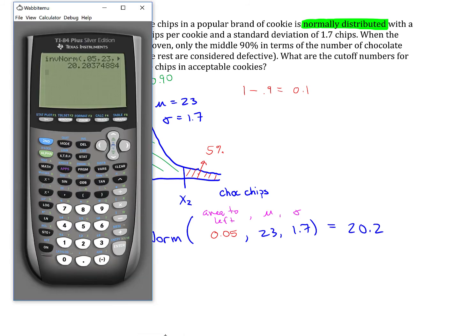It's possible that some of you received a menu at that point when you did the inverse norm. Some of the later model calculators do that, and this is what it looks like. It's just trying to help you remember what the inputs are to each function. The first one is your area to the left, the second one is the mean, and then the standard deviation. When you hit paste, all it does is place that information comma separated into the function, just as a helper, that's all.